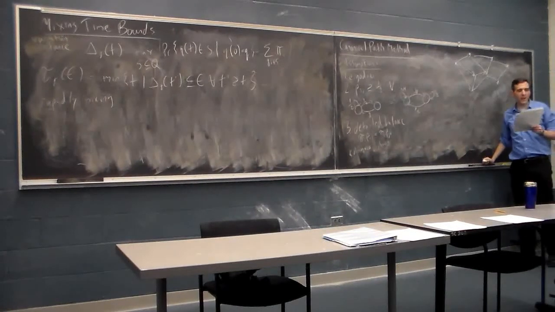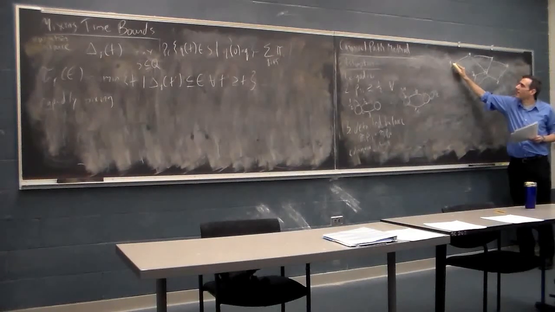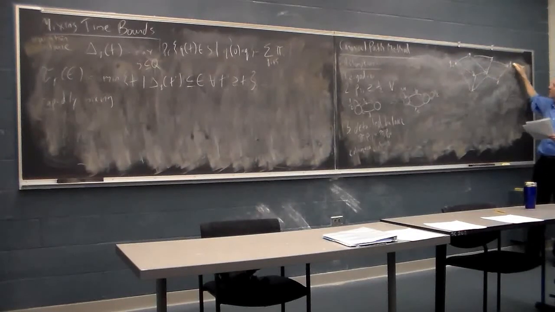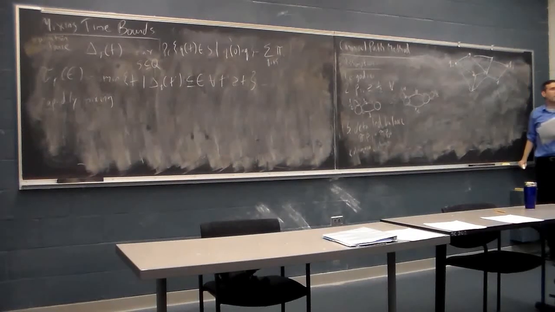So in other words, what we have to do is, for any state i, let's say Qi, and any state j, Qj, we pick some path between those two states.